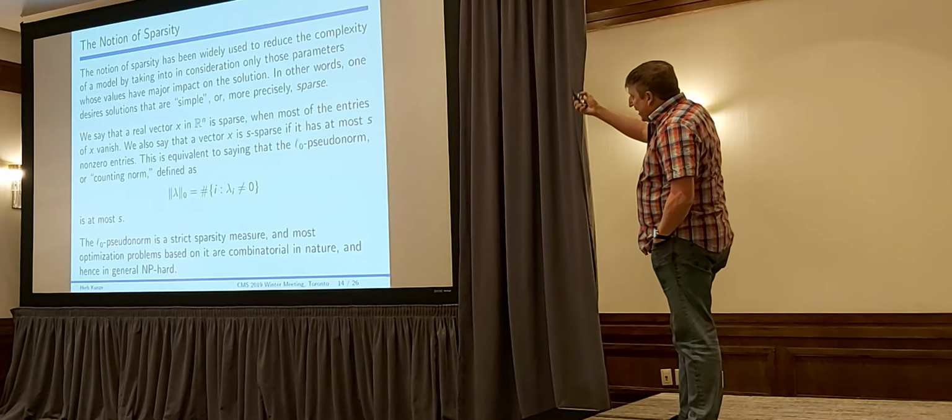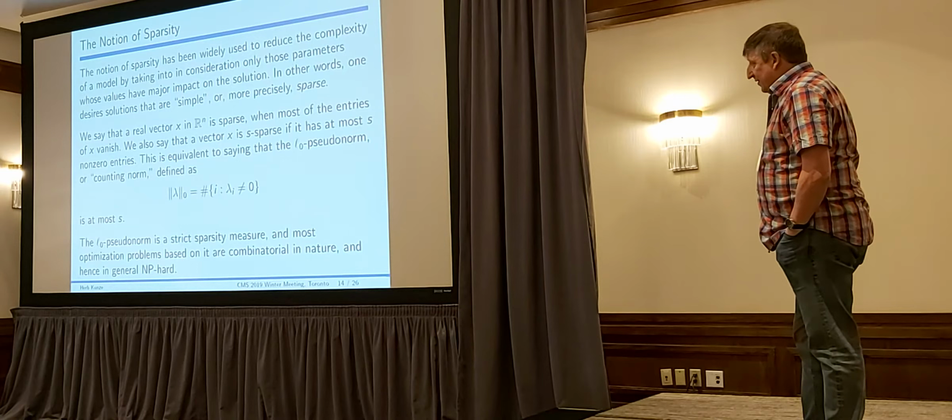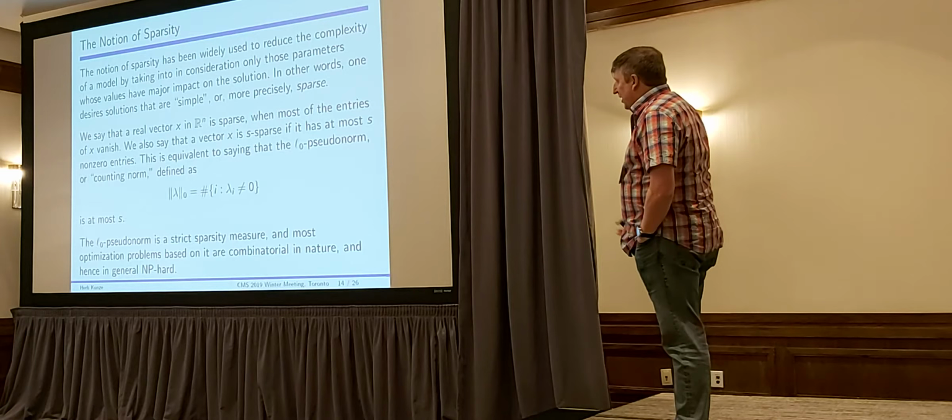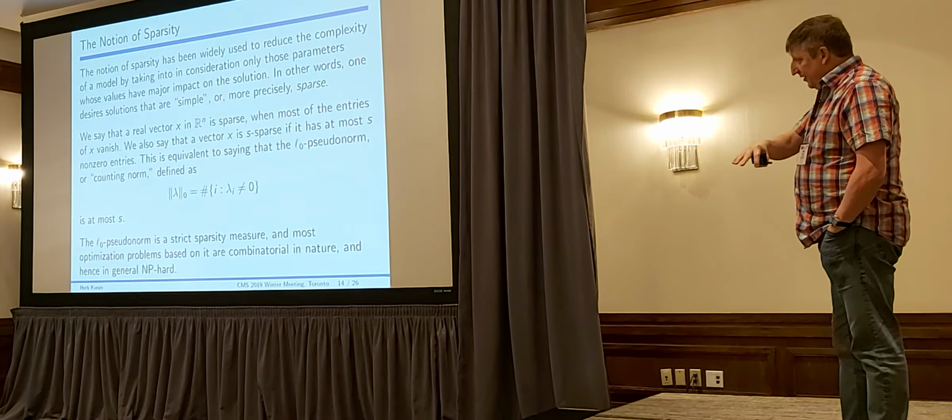When you're talking about this concept, instead of simple, you often say sparse, right? So some definitions, if they're needed. We say that a vector x in Rn is sparse when most of its entries vanish. The vector is s-sparse if at most s entries are non-zero. It's equivalent to using the L0 pseudo norm, the counting norm: if it's zero, you don't count it, if it's not, you do, and it's just how many non-zeros there are.